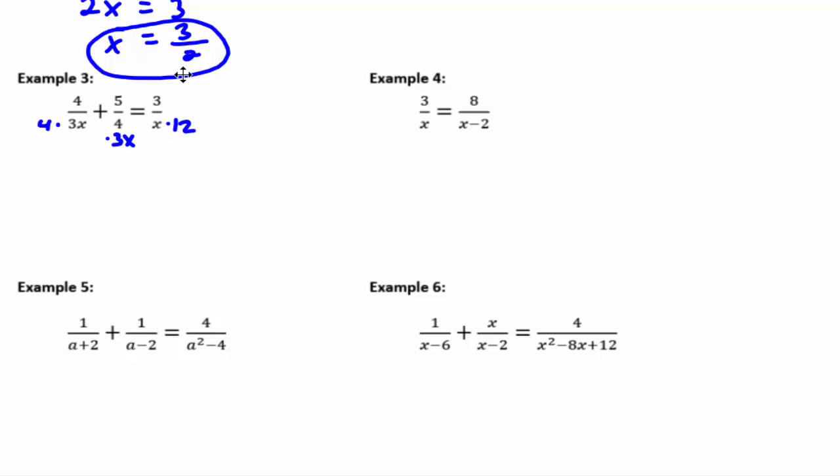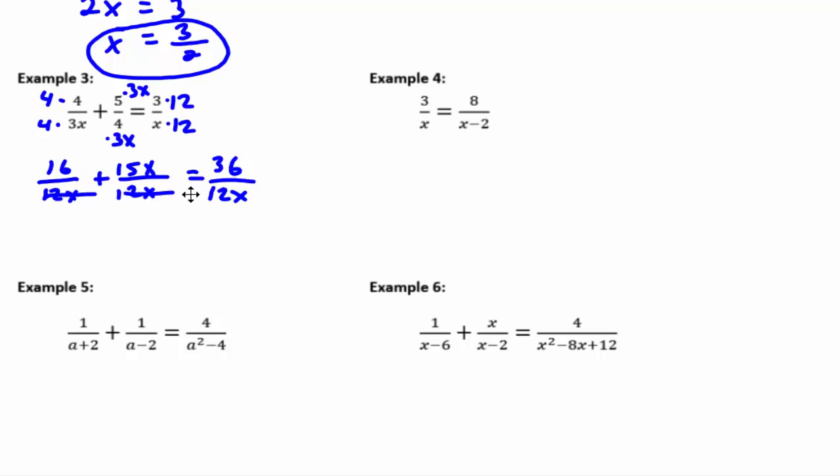So whatever you do to the bottom, you have to do to the top. Whatever you do to the denominator, you have to do the same thing to the numerator. So I'm going to multiply by 12 up here, multiply by 3x up here, and multiply by 4 up here. All right, so now I have 16 over 12x plus 15x over 12x equals 36 over 12x. Now see how I have 12x, 12x, 12x? By multiplying everything by 12x, that 12x is going to go away.